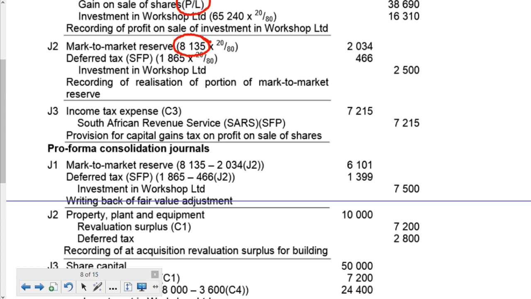So they're just moving it out of the mark-to-market, or they're putting it into the investment. I don't know, it's weird. The way that you do it when you realize is you take it out of mark-to-market into retained earnings, which is the way it's supposed to happen.